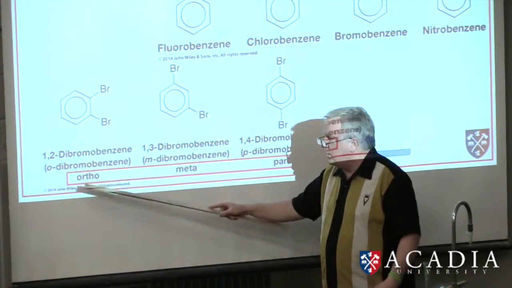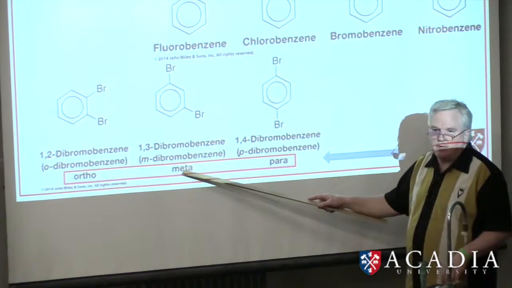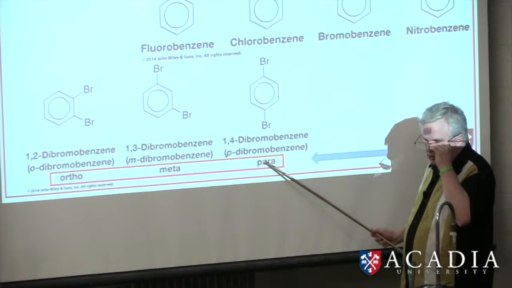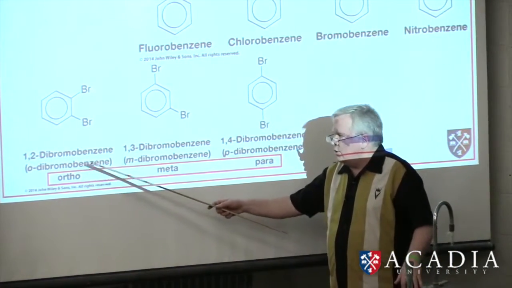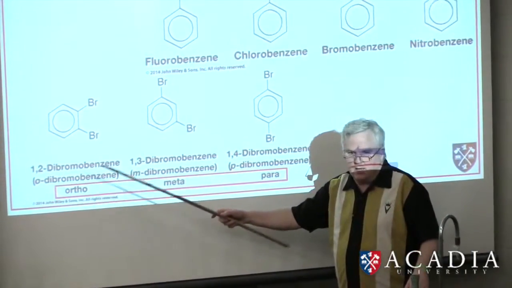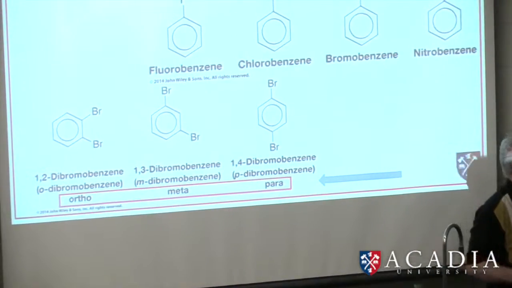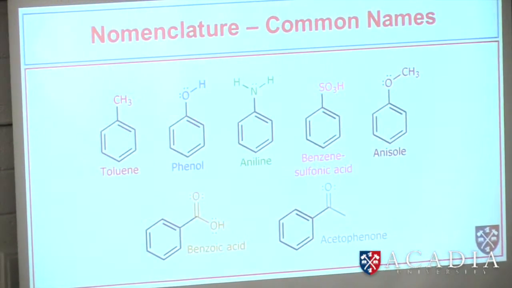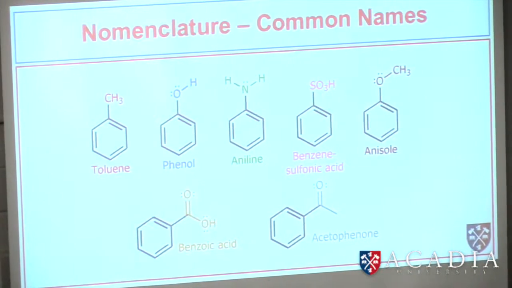Instead of saying 1,2, we'll say ortho-dibromobenzene. Instead of saying 1,3, we'll talk about it being meta. And instead of 1,4, we'll talk about it being para. You do need to know that, okay, because it just shows up all the time. You can name them either way. I don't care if you call it 1,2-dibromobenzene or ortho-dibromobenzene. Both are acceptable.